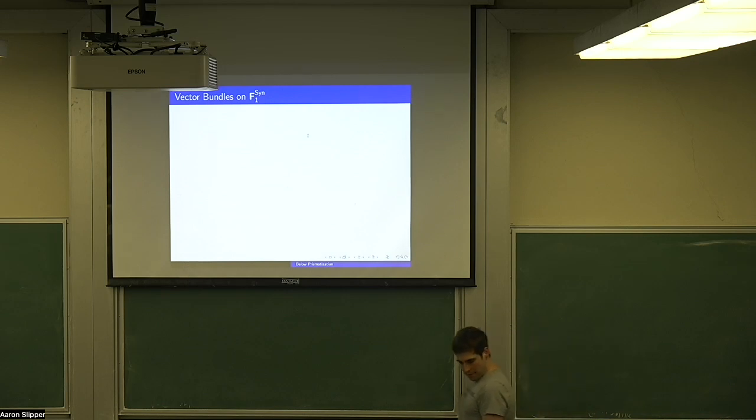Okay, so I told you what F1 sin is, or I've given you a construction of it. So that's the coordinate perspective. Let me tell you about the Tannakian perspective. What are vector bundles on F1 sin?